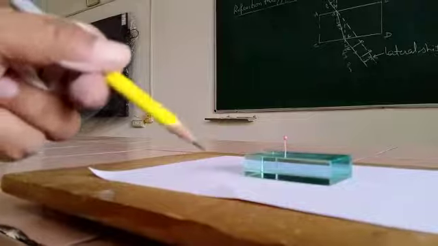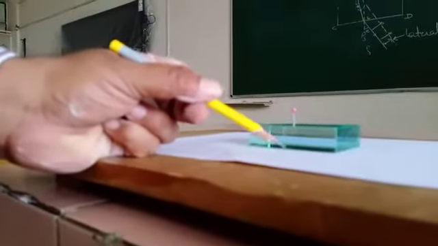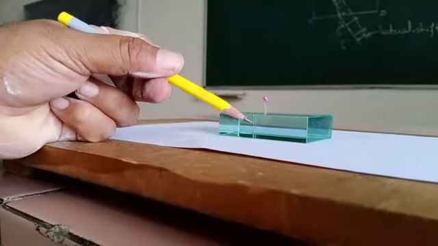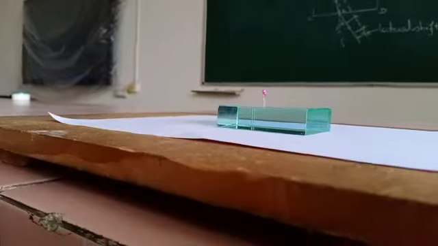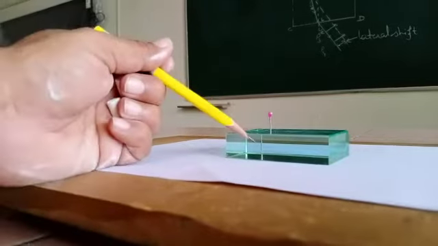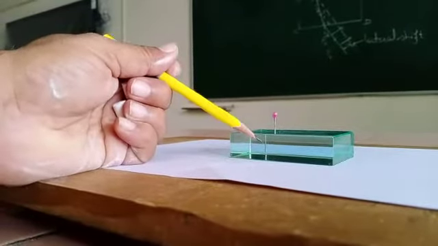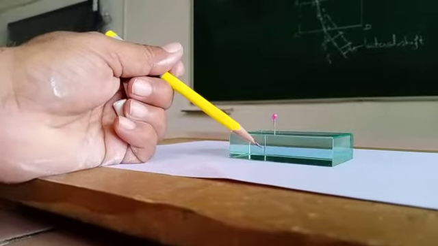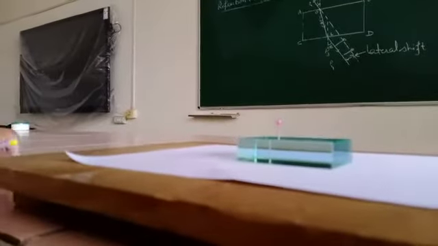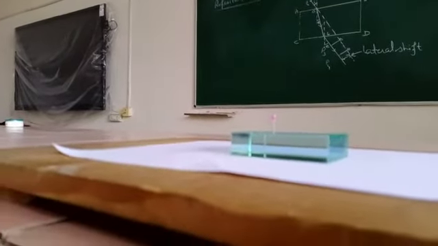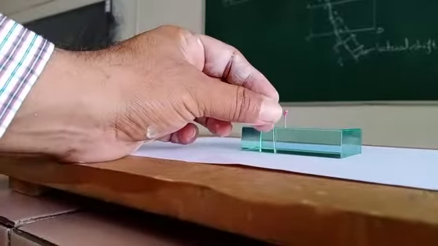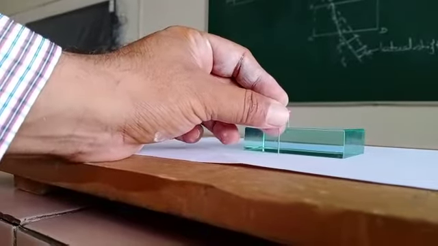Okay, now you can see these two legs are about to coincide. Now you can say these two legs are coinciding. Now I have to fix two more pins P3 P4 along their line so that all four would be aligned. So I am trying, let us see what happens. I am fixing one more pin like this.